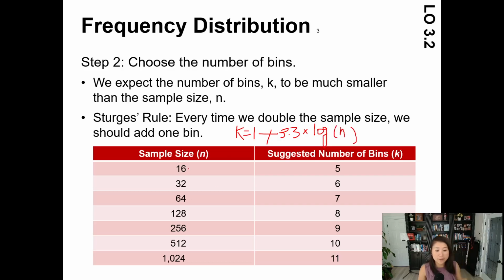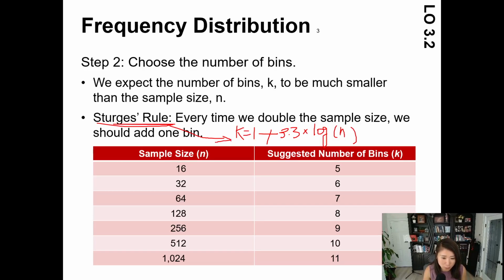So if you plug in 16 as the value of n here, you will get k equal to 5. If you plug in 32 for n, you will get k equal to 6. So that is how these 5, 6, 7, 8, etc. are calculated. Basically use 1 plus 3.3 times log n. Okay, so that is Sturges' rule. That tells us the ideal number of classes we should pick.